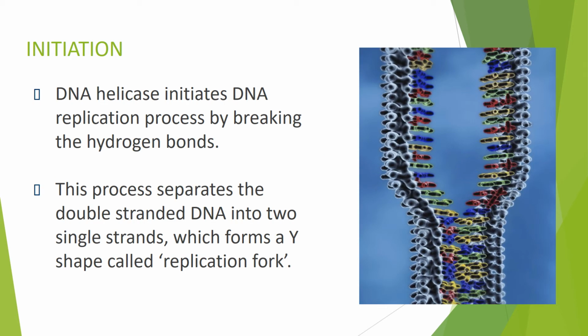DNA helicase initiates the DNA replication process by breaking the hydrogen bonds. This process separates the double-stranded DNA into 2 single strands, in turn forming a Y shape known as the replication fork.